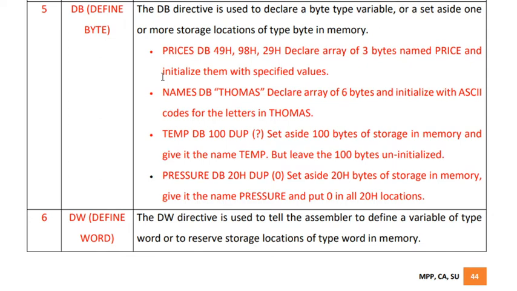So in the third case, 100 bytes are allocated to the variable called temp, but the allocated memory space is not initialized with any value. But in the fourth case, we are allocating 20h bytes to the variable called pressure, and the allocated memory space is duplicated with the value 0. So these are the possible ways in which you can use db in order to allocate memory bytes to a variable. Again, the db directive is used in order to declare a byte type variable.